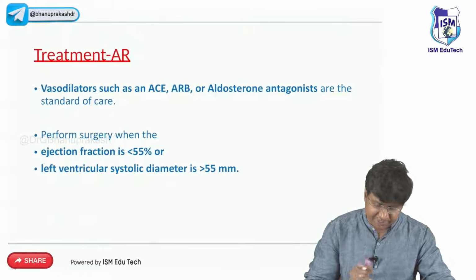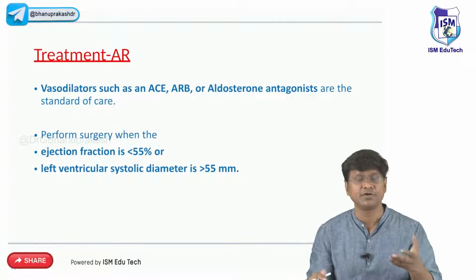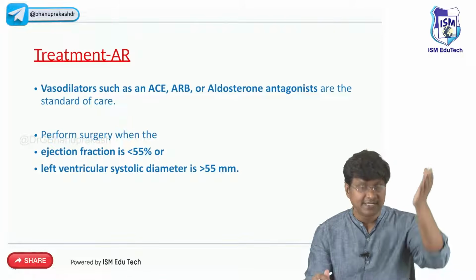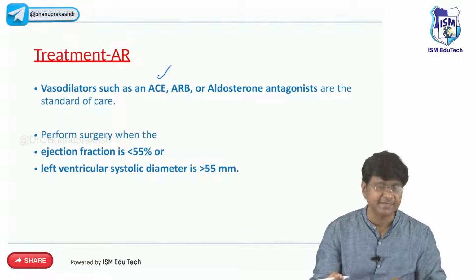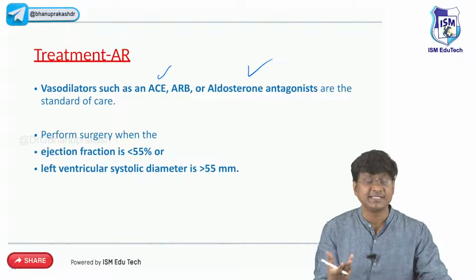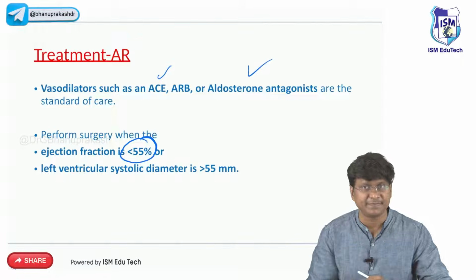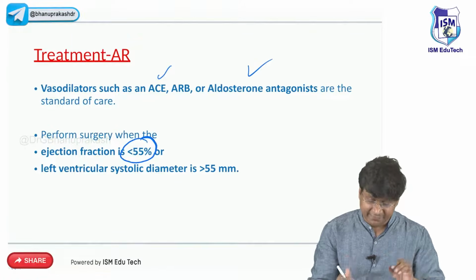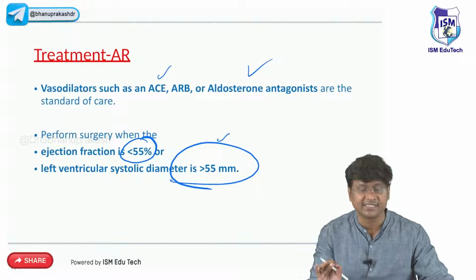Then how do you treat these patients? These patients should not be given beta blockers, because beta blockers will increase the diastolic time, thereby the regurgitation increases. So you need to give vasodilators like ACE inhibitors or ARBs, as well as aldosterone antagonists. Then when do these patients require surgery? When the ejection fraction is reduced to less than 55%, or when the left ventricular end systolic diameter is increased to more than 55 mm, that is the point when they require surgical correction.